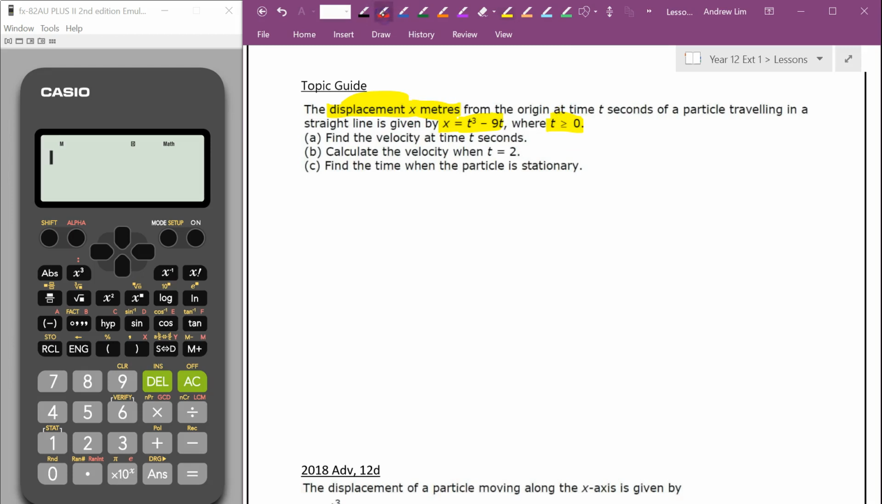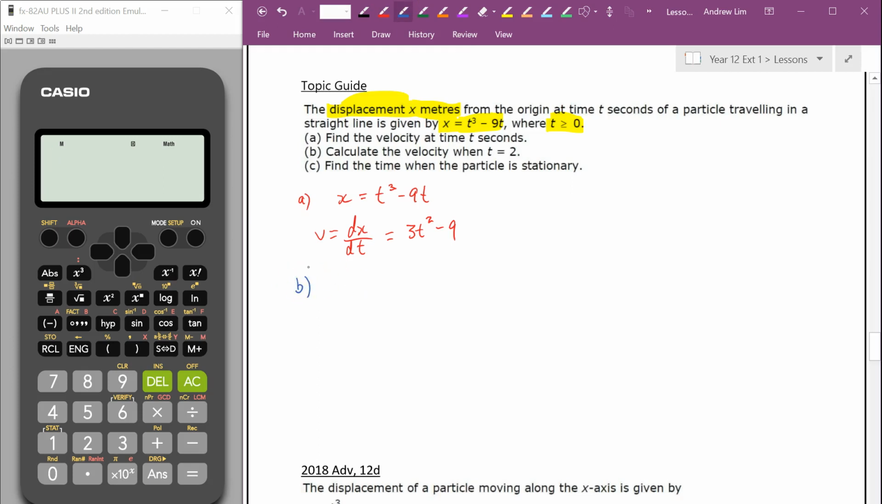So question A says, find the velocity at time t seconds. So because we're given displacement, in order to work out velocity, we need to differentiate with respect to time. Differentiate displacement. So we'll get 3t squared minus 9.